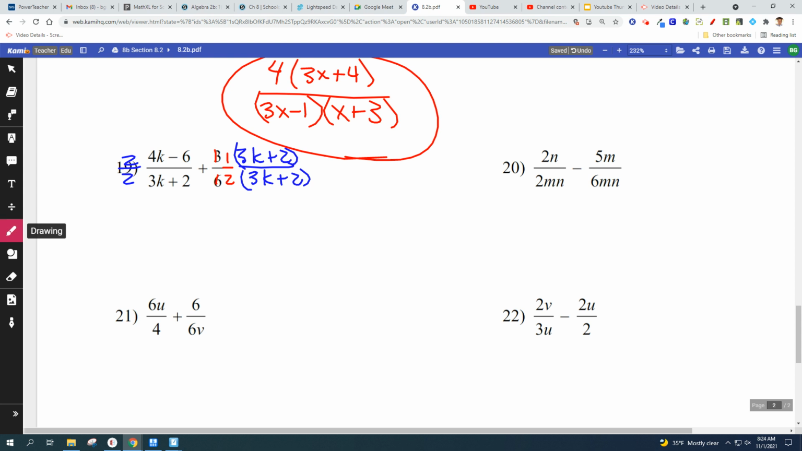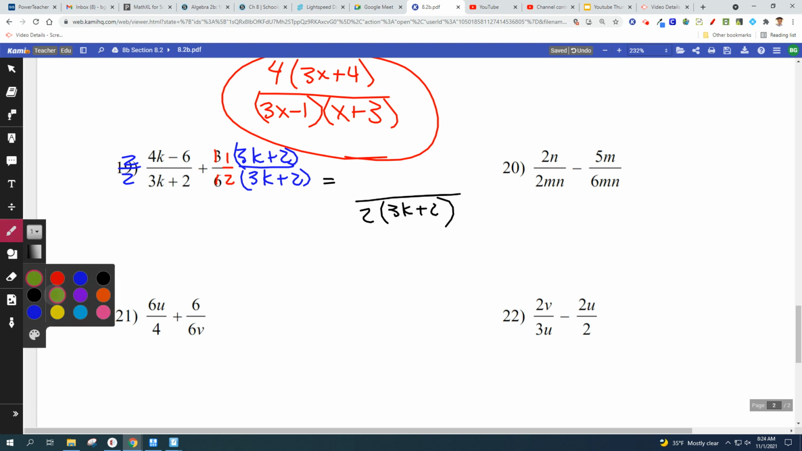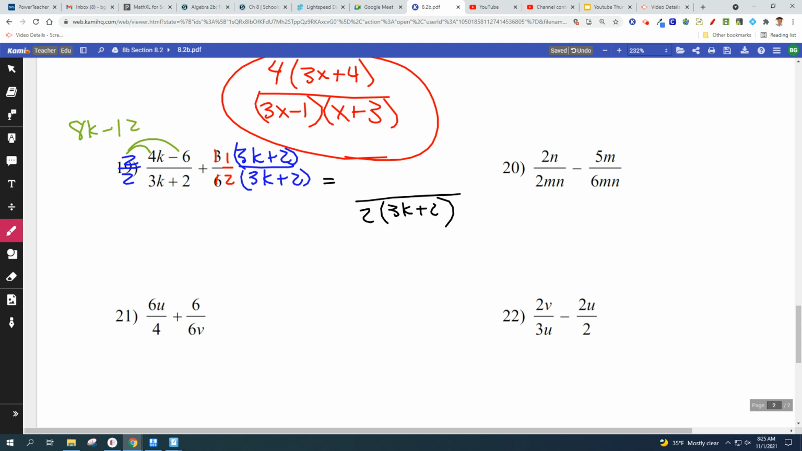They're all kind of the same. Let's give that denominator. There's a 2 and there's a 3k plus 2. Top left, I'd distribute right there. That's 8k minus 12. And then we're distributing a plus 1. So it's just going to be 3k plus 2.